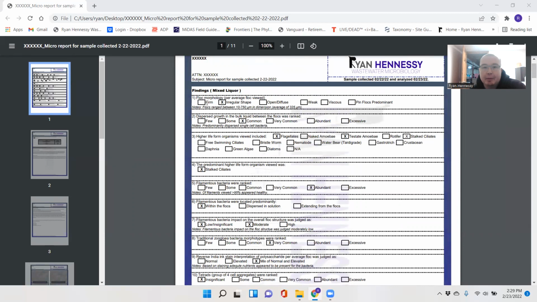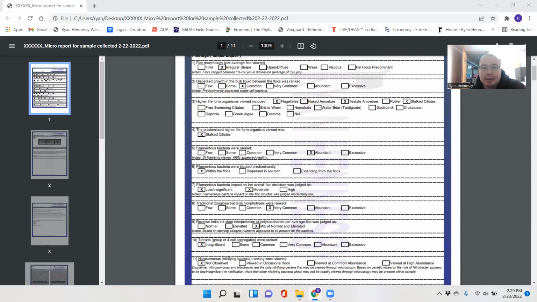We're looking at the floc morphology, dispersed growth characteristics, higher life form organisms that are viewed, as well as what's predominant. We rank the filamentous bacteria on the 1 to 6 scale. And we also make a note of the percentage of filaments that appear to be healthy. From the filament standpoint, we're looking at, are they located within the flocs, dispersed, extending, or is it a combination? Sometimes there's multiple ones that may be checked.